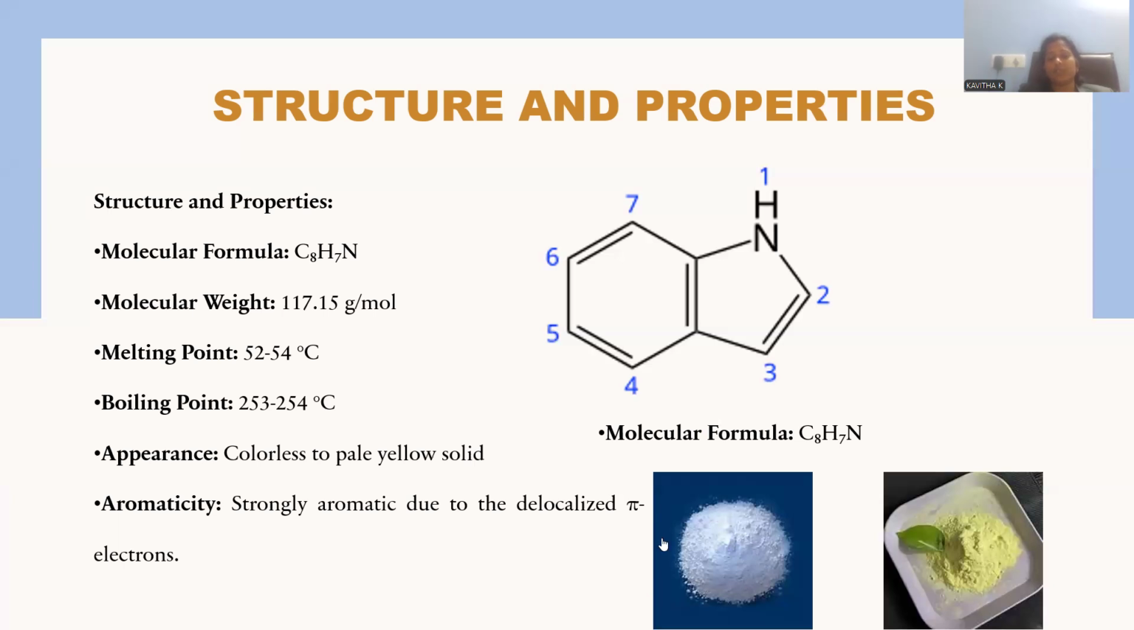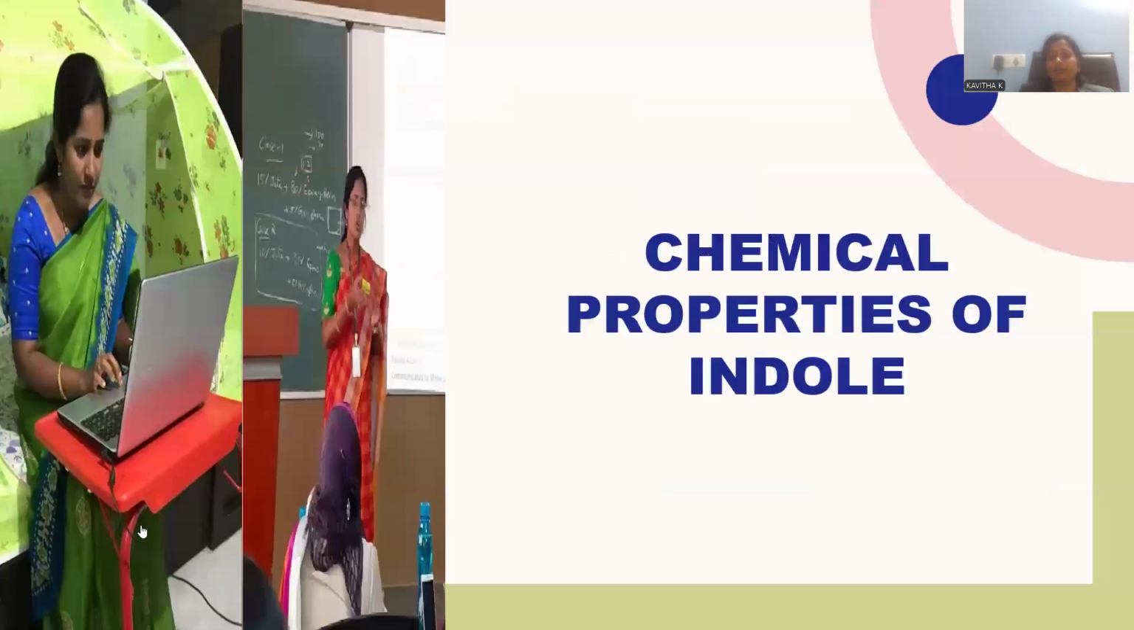In most conditions it exists in the form of a colorless compound only. To a certain extent a pale yellow color is also accorded to this compound. Obviously, there is aromaticity because of the delocalized pi electron system, planarity, and sp2 hybridization. So many factors operate in order to justify the aromaticity of the compound.